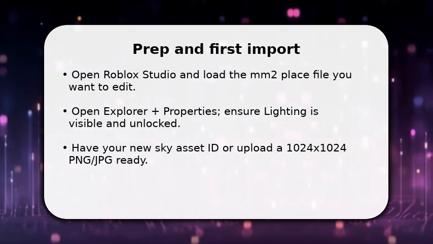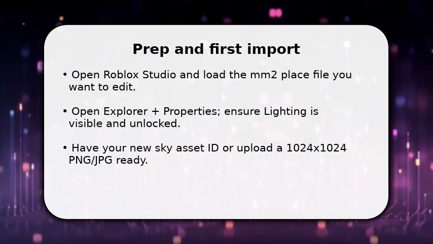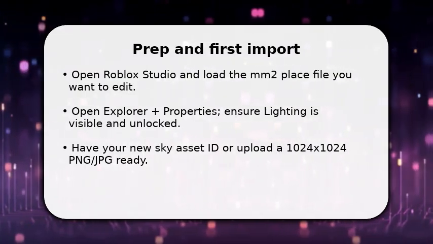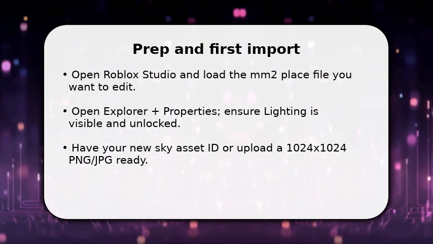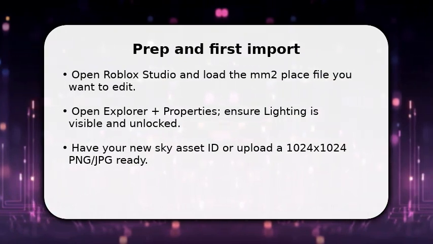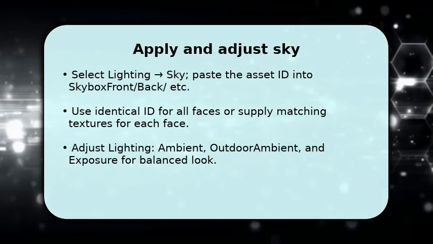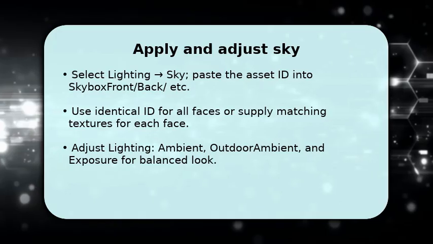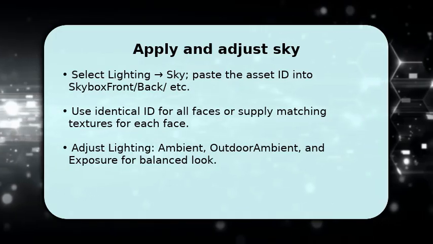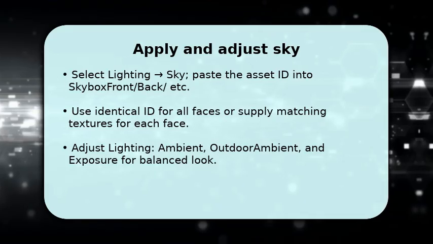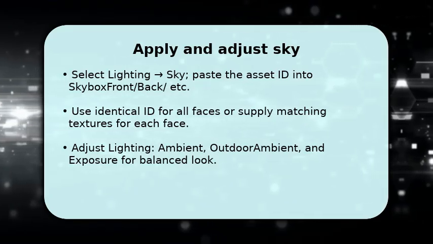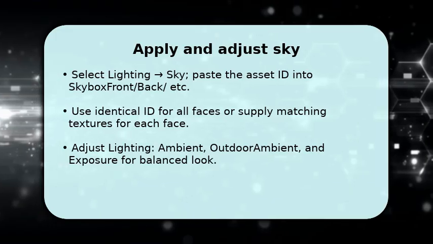This immediate action avoids changing map geometry. Make sure the uploaded texture meets size and format limits, so the game loads it reliably. You now paste the asset ID into the sky object's texture fields: skybox front, back, left, right, up, down. Use the same ID for all faces for a simple wrap, or assign 6 complementary images for a detailed sky.